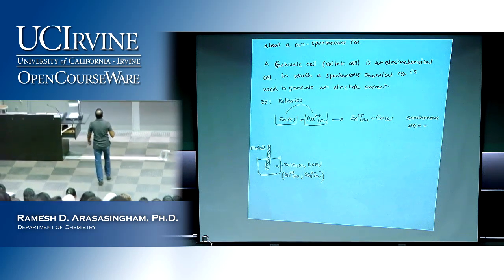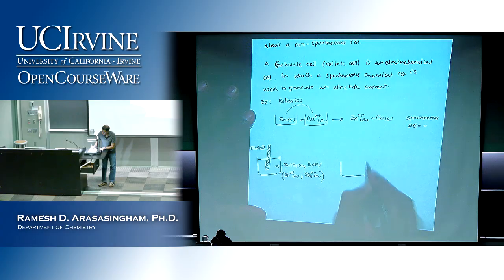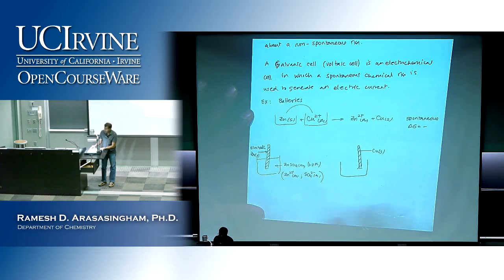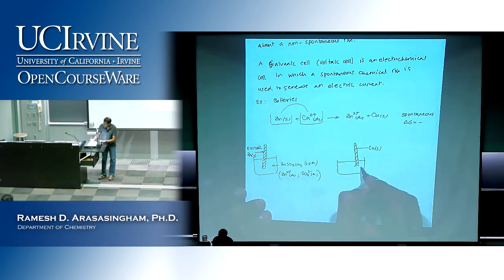On the other side, you're going to have copper. This will be copper metal. And over here, I'm going to have zinc metal. This drawing is really bad, but I'll show you a nicer picture later. And this is dipped in copper sulfate. So this is the copper electrode.